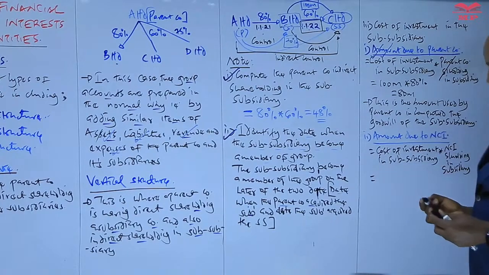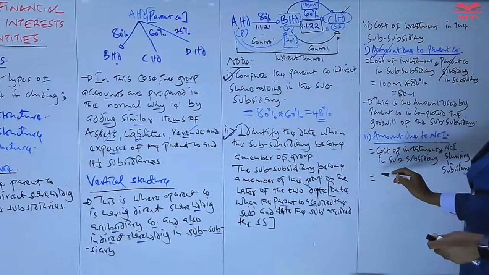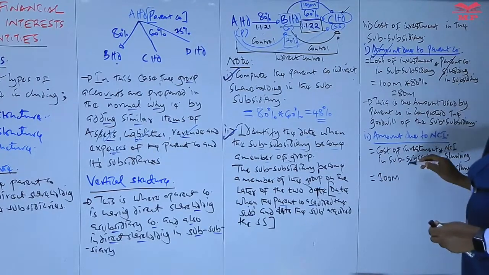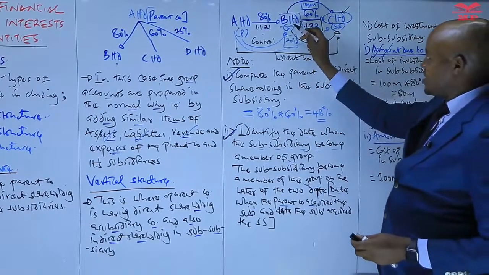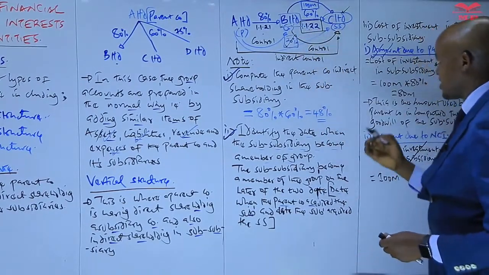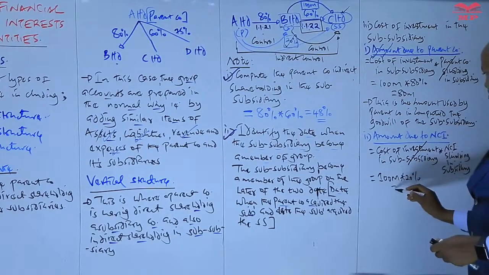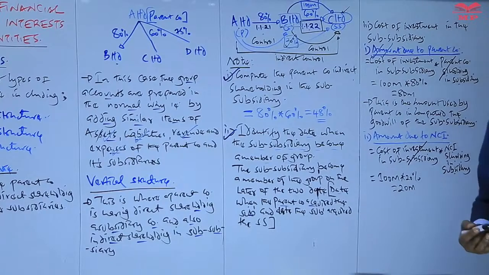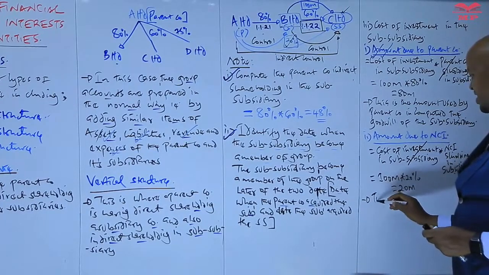For example, in this case, assuming the cost of investment in the subsidiary is 100 million, we have to multiply that with the NCI shareholding in the subsidiary, which is 20%. So this will give us what? This will give us 20 million. So this particular amount of 20 million is then deducted from the NCI at the end of the year.